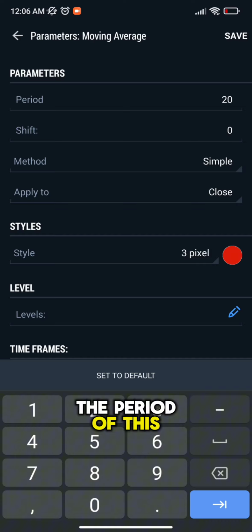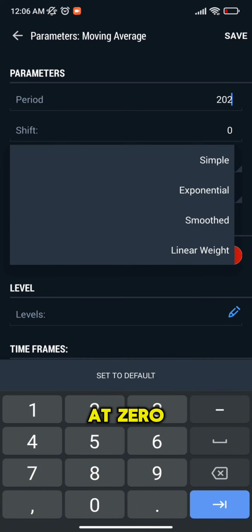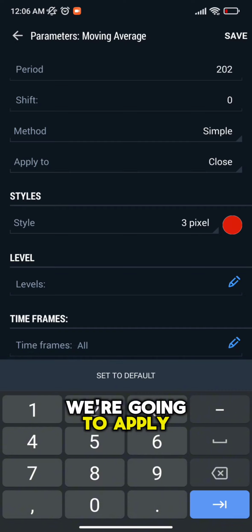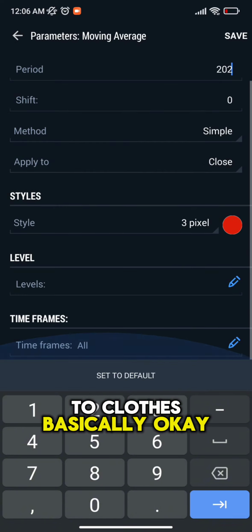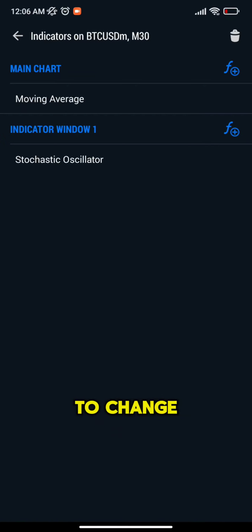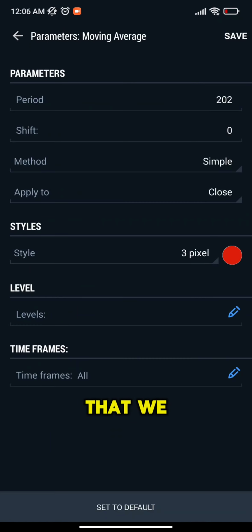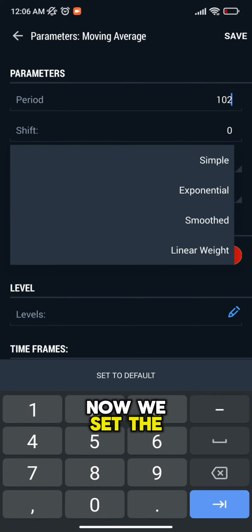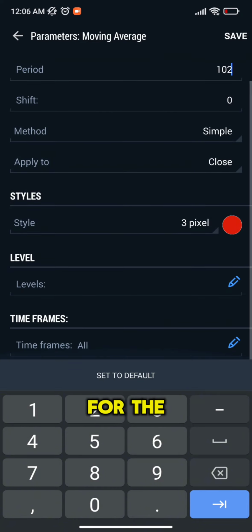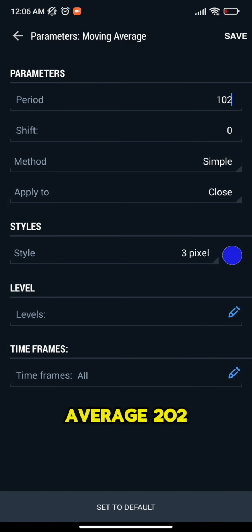The period of this moving average is going to be 200. The shift will remain at 0. We're going to apply the method to simple and apply the close to close basically, okay? And then we're going to change the color to red and 3 pixels so that we can then vividly view the moving average. Now we set the parameters again for the 100 moving average to 102.